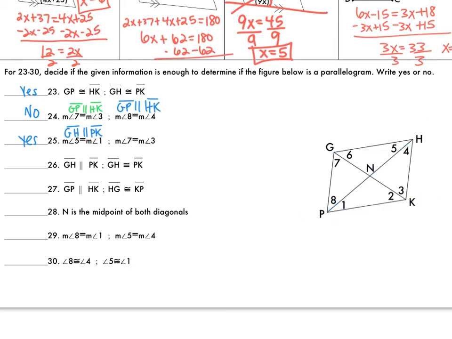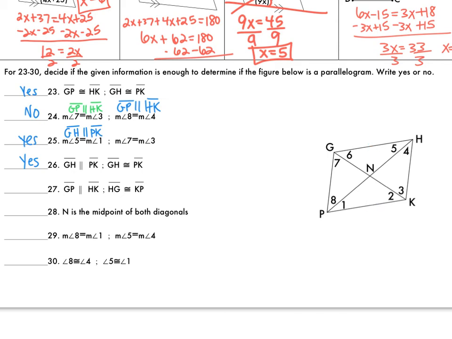For number 26, I know that GH is parallel to PK and GH is congruent to PK. So I know one pair of opposite sides are congruent and parallel. Yes, that's enough information to tell me that it is a parallelogram. That was one of our theorems in the beginning, a way to determine if it is a parallelogram or not.